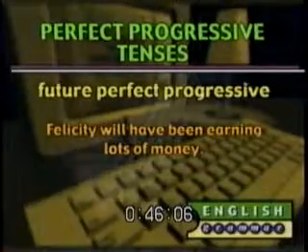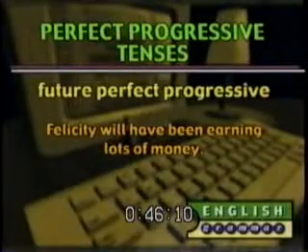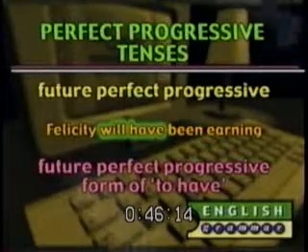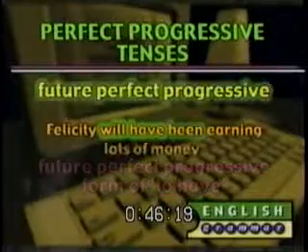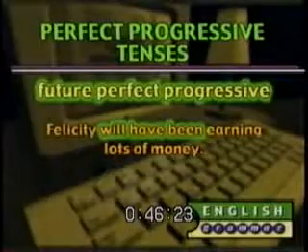And finally, our future perfect progressive sentence, Felicity will have been earning lots of money. We've got the ing and been things again, but the to have is a bit different. For the future, we use will have. This gives us will have been earning, something that will have occurred in the future, if that makes any sense.